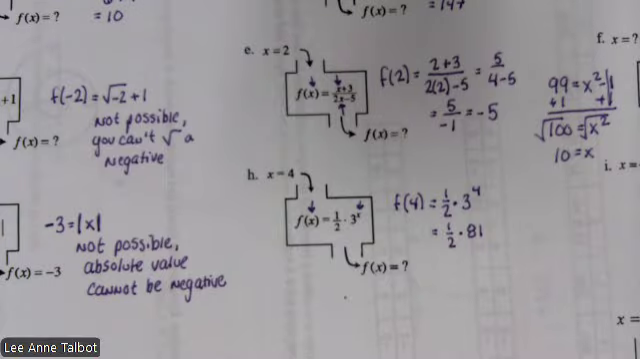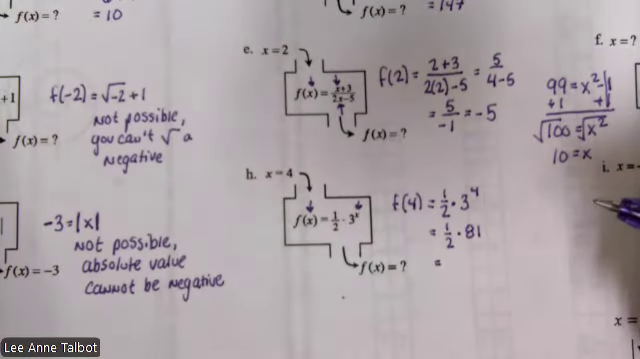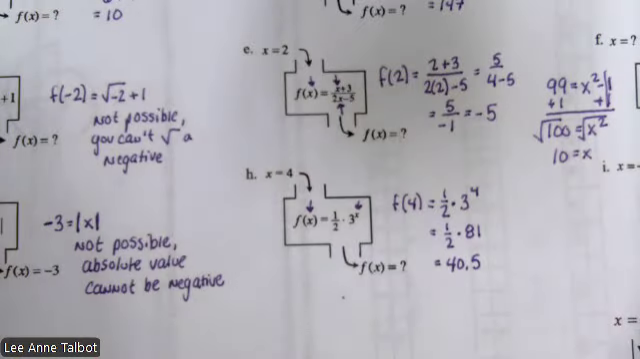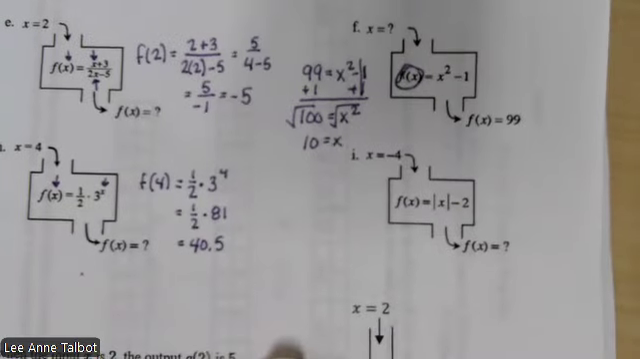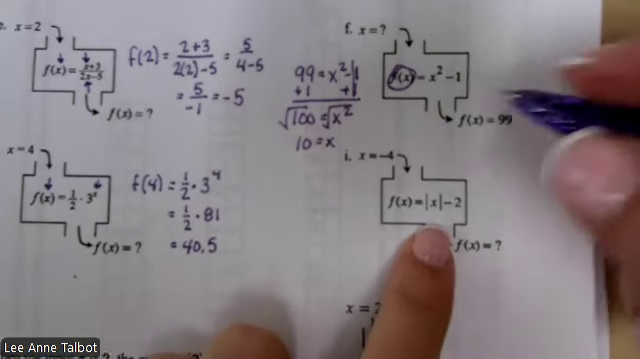Find another one. Okay. All right, so what's 1/2 of 81? 40.5? Okay, 40.5. Okay, last one in this set.